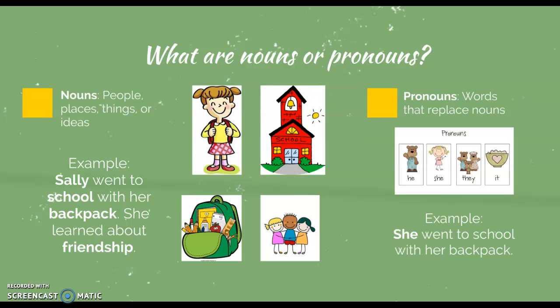Now pronouns are words that can replace nouns like he, she, they, or it. Using the example from before, Sally's name can be replaced with she in the sentence. So the sentence could be, she went to school with her backpack.